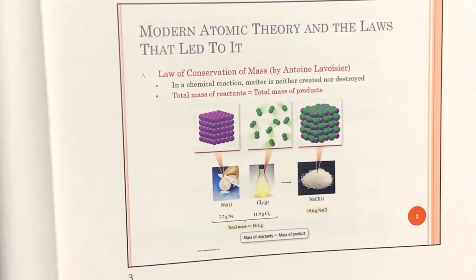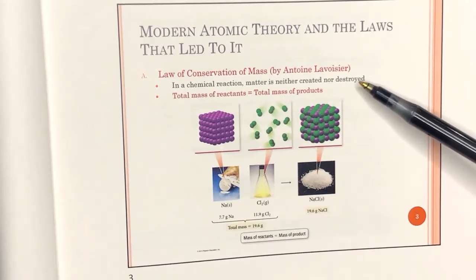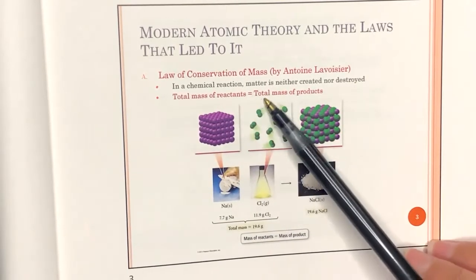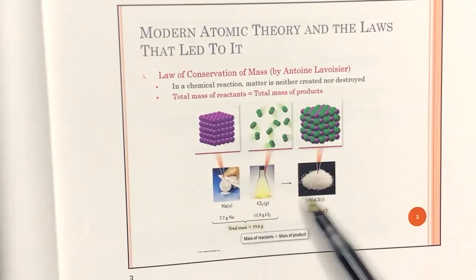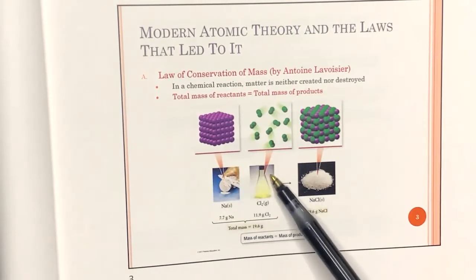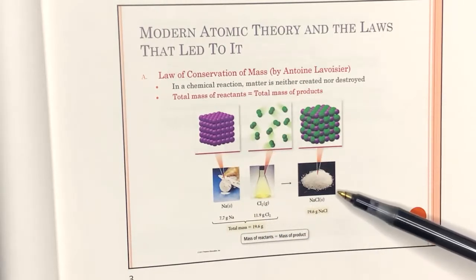So the first one we want to talk about is the law of conservation of mass. The law of conservation of mass basically says matter is neither created nor destroyed. So the total mass of my reactants will equal the total mass of the product. If you had a reaction here, you'll see the mass of your reactants, which is sodium and chlorine over here, is going to add up to the mass of the product, which is sodium chloride.